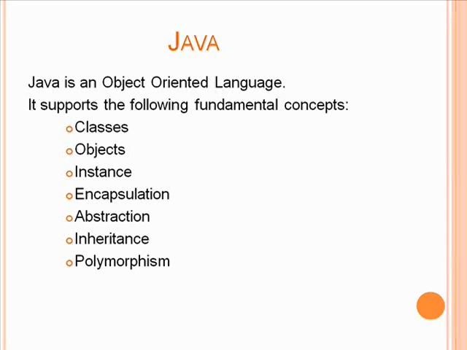Java is a popular and powerful language. Although comparatively simple in its language structure, there are a number of subtleties that can trip up less experienced programmers. It's based on C, and of course Java is object-oriented. So in this presentation we'll be discussing the following concepts: classes, objects, instance, encapsulation, abstraction, inheritance, and polymorphism.